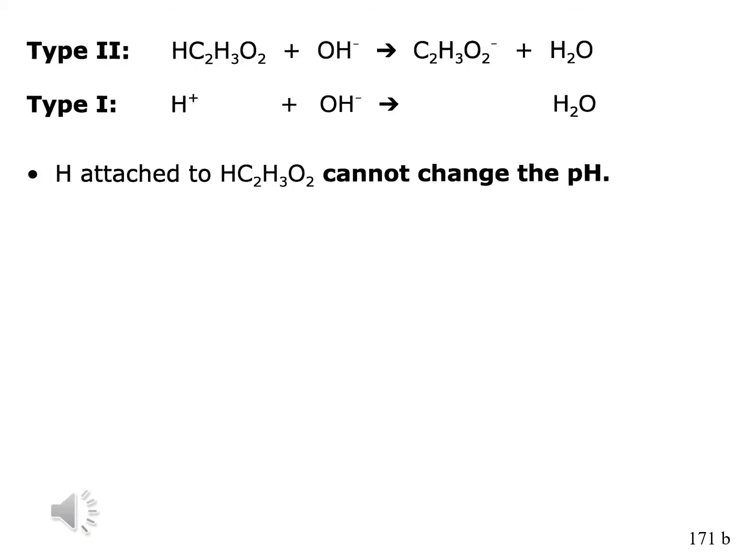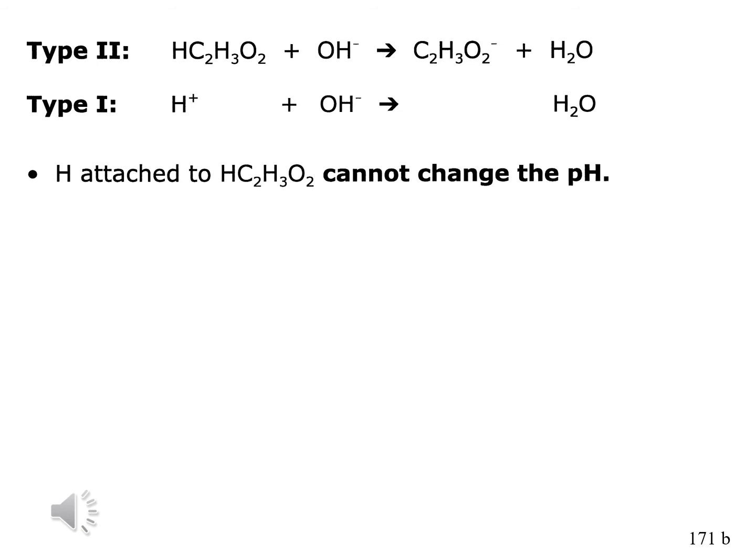So you can see that the difference between the type 1 and type 2 neutralization is very simple. In the type 1, the negative ion is not present because it's split apart as 100% ions, and it's also considered one of the spectators. But in the type 2, it's not.